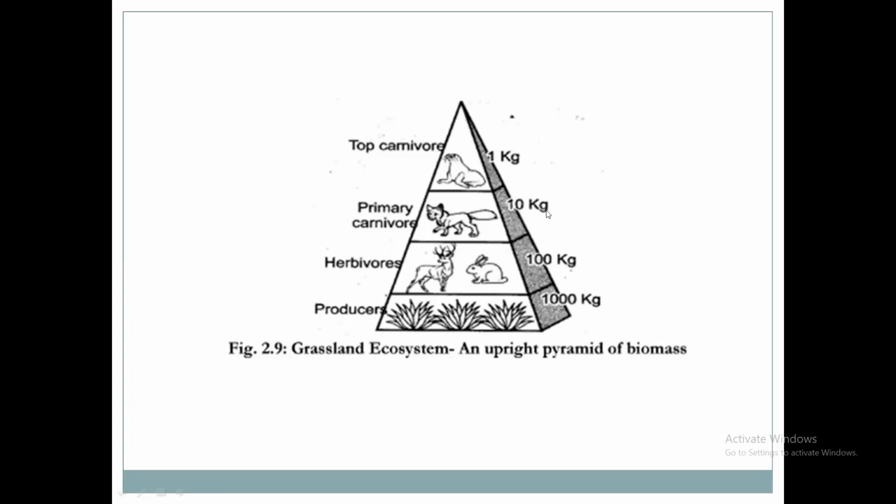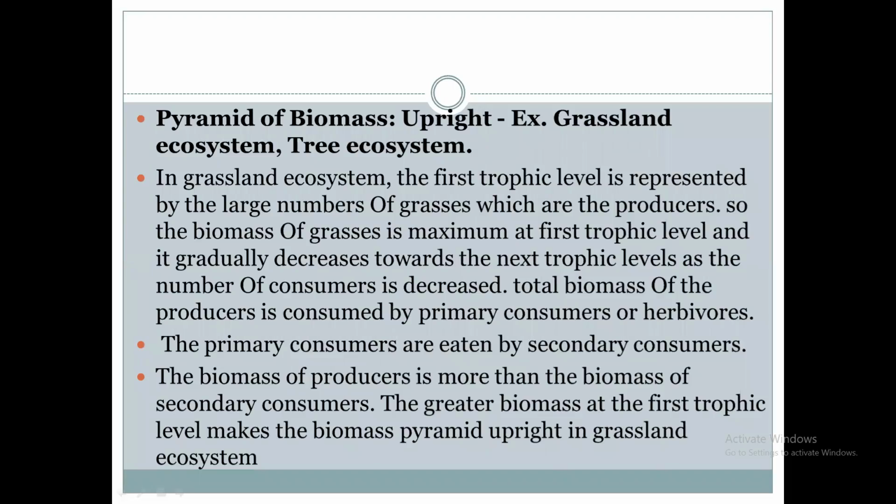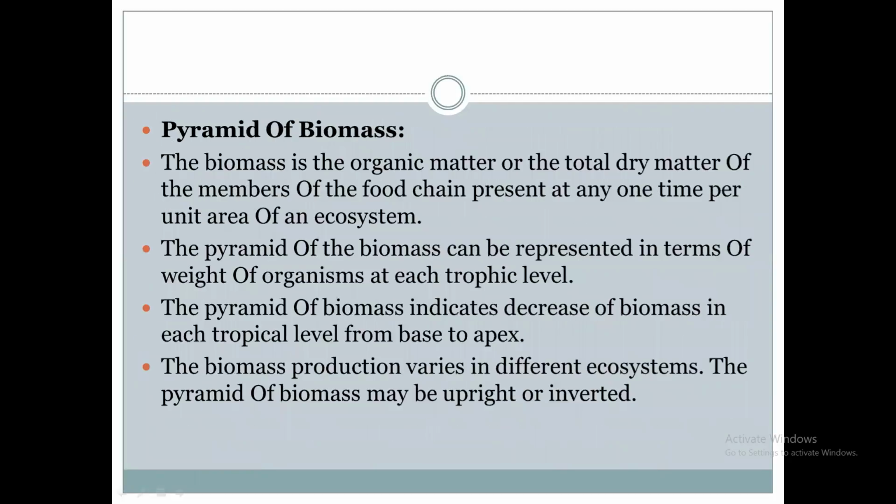About that 1 kg top one. According to biomass, these trophic levels are shown. Biomass production varies in different ecosystems. Pyramid of biomass may be upright or inverted: upright pyramid of biomass and inverted pyramid of biomass. These two systems, this pyramid of biomass is classified.